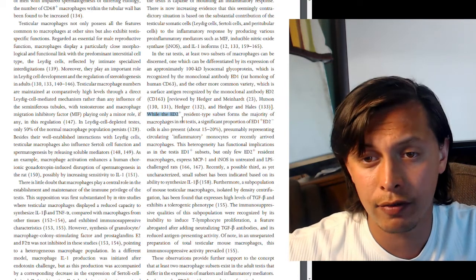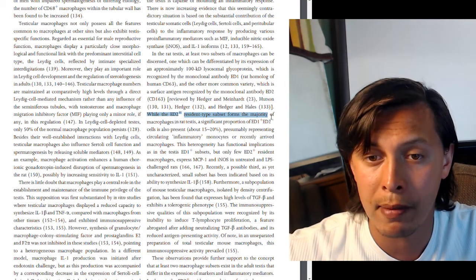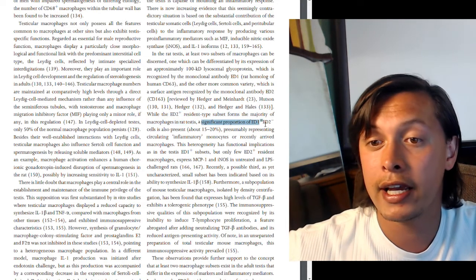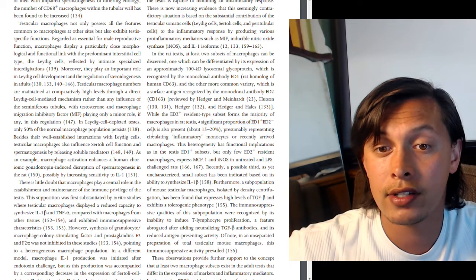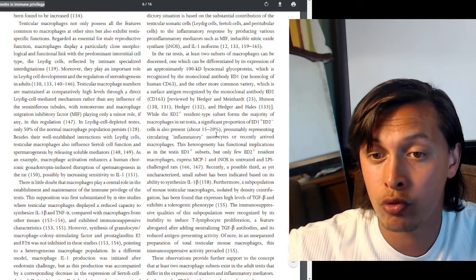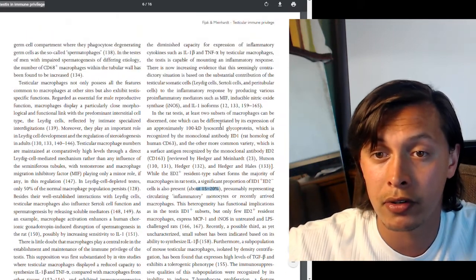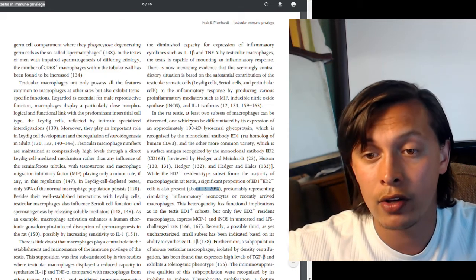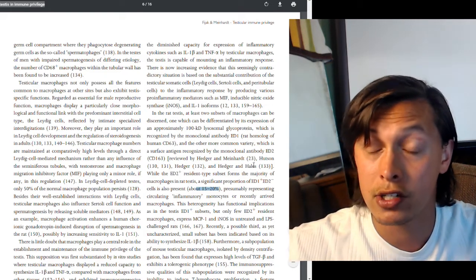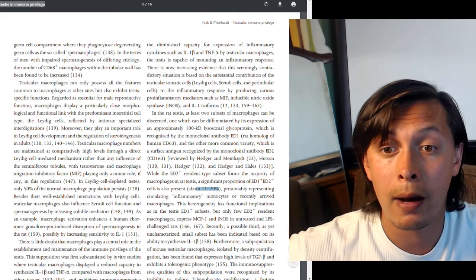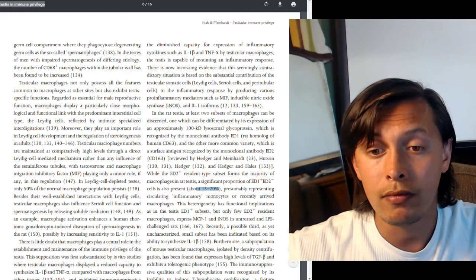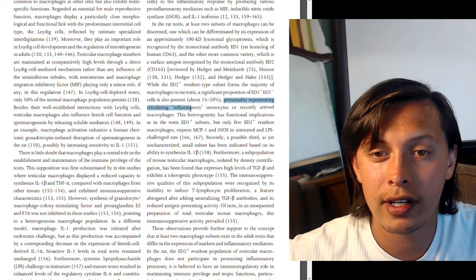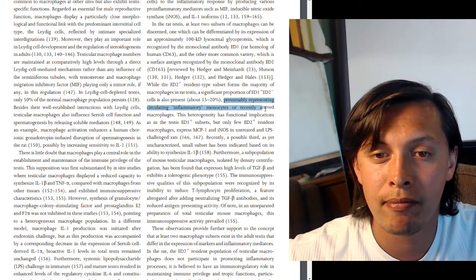While the ED2 positive resident type subset forms the majority of the macrophages in rat testes, a significant portion of ED1 positive and ED2 negative cells is also present, about 15 to 20%. Remember, this is what we were talking about over here. You have some that are ED1 positive, and you have some that are ED2 positive, and those are the main two subtypes of macrophages in the rat testes. Presumably representing circulating inflammatory monocytes or recently arrived macrophages.